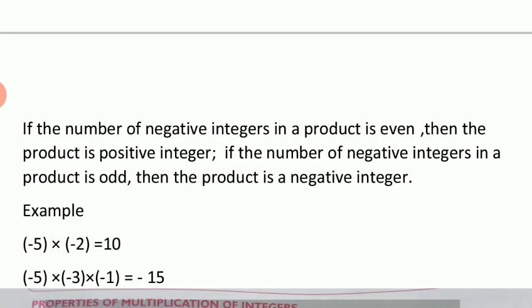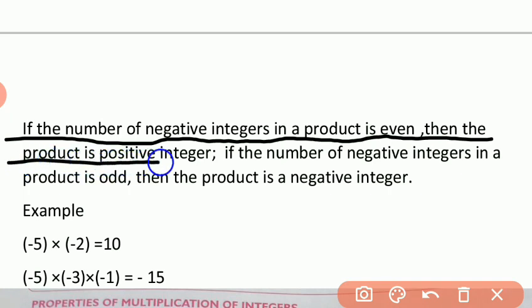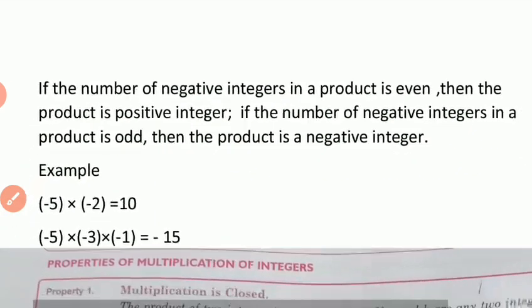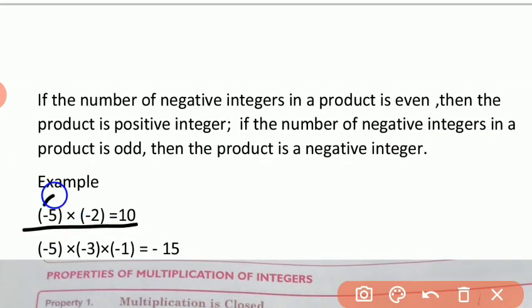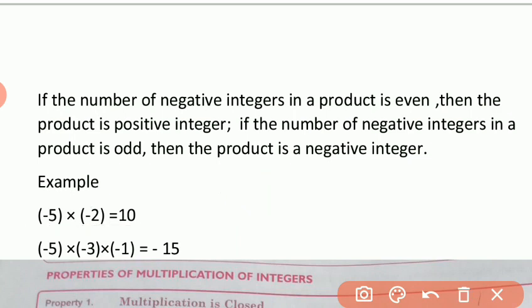If the number of negative integers in a product is even, then the product is a positive integer. If the number of negative integers in a product is odd, then the product is a negative integer. Let us understand by one example. Here, minus 5 into minus 2. We have to count the number of negative integers. Minus 5 is the first integer and minus 2 is the second integer. So how many negative integers are given? 2. Minus 5 and minus 2.